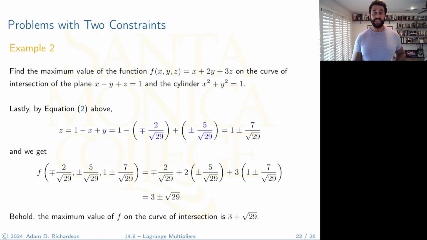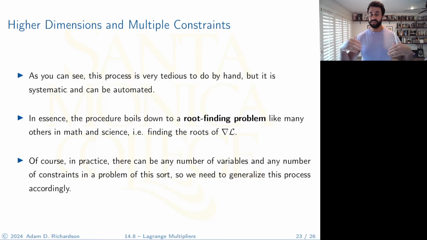Next, let's extend it to higher dimensions and multiple constraints. Again, none of this is restricted to 2 or 3 or any number of dimensions. It's however many you want, however many constraints you have. As you can see, the process is very tedious to do by hand, but it's systematic. It's systematic so it can be automated, and this is one of the reasons we like computers.